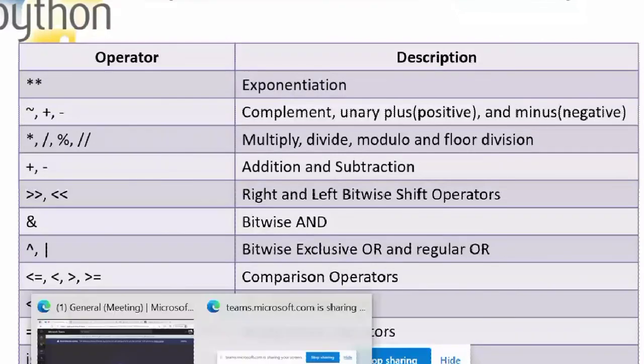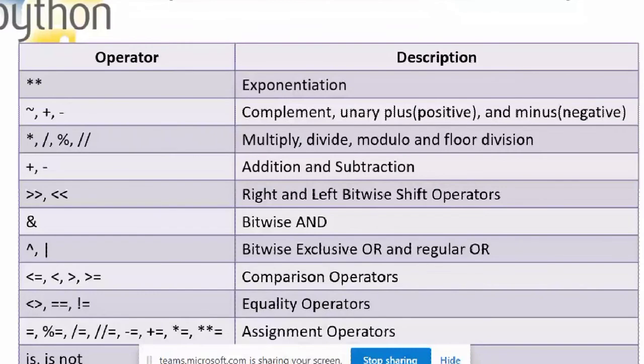After exponentiation, what other operators do we have? Complement, unary plus and unary minus. They are not the arithmetic operators; they are unary plus and unary minus. Then we have multiplication, division, modulus division and floor division. Then addition and subtraction. After this we have the left shift and right shift operators.